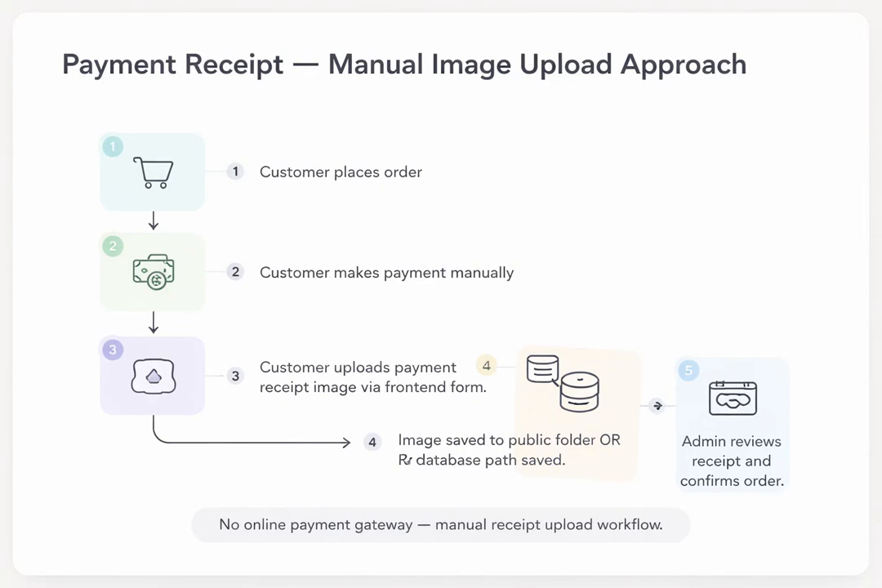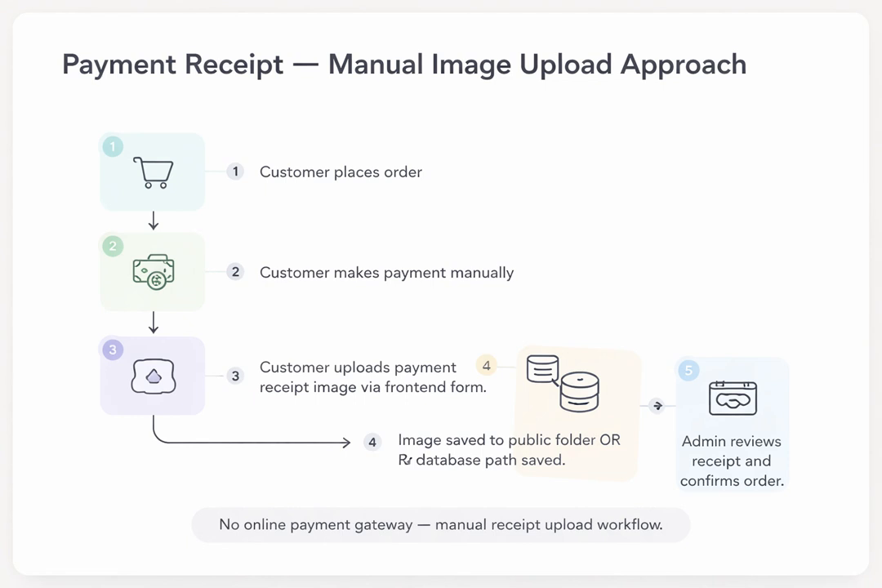For the payment system in this project, there's no online payment gateway integration. Instead, the workflow is manual. The customer places an order, makes a payment through their bank or in cash, then uploads a photo of the payment receipt through a form on the front end. That image is saved either to the public folder on the server or as a file path in the database. It's the same image upload code that was already written earlier in the course.